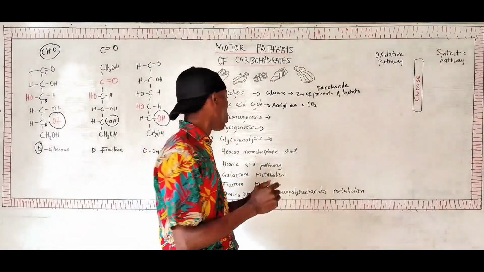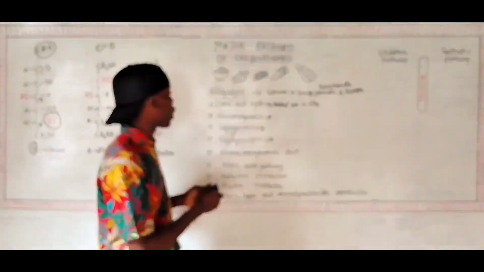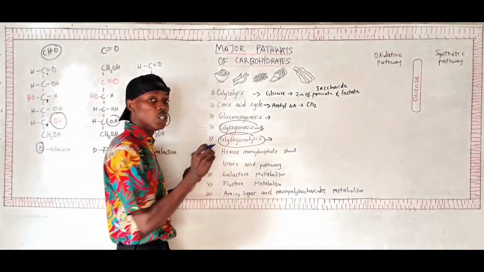Glycogenolysis, which means what? Which means the breaking down of glycogen back to glucose. So glycogenolysis is the opposite of what? Of glycogenesis. Do you understand that?